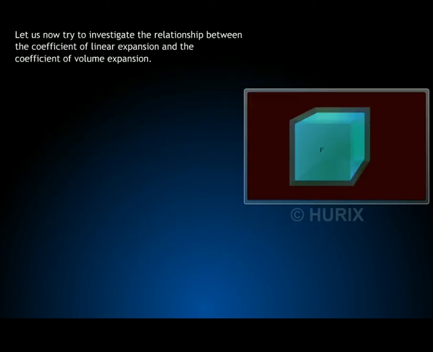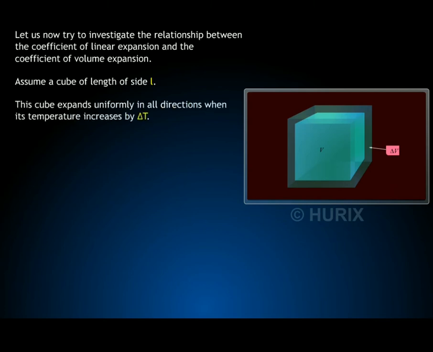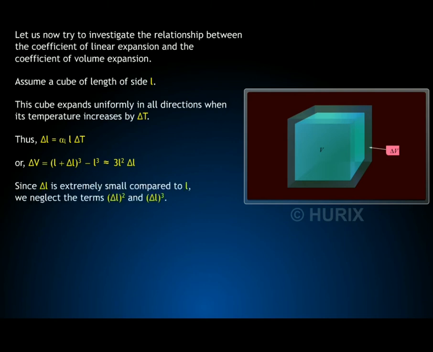Let us now try to investigate the relationship between the coefficient of linear expansion and the coefficient of volume expansion. Assume a cube of length of side L. This cube expands uniformly in all directions when its temperature increases by delta T. Thus, delta L equals alpha L L delta T, or delta V equals L plus delta L whole cubed minus L cubed, which is approximately equal to 3L square delta L. Since delta L is extremely small compared to L, we neglect the terms delta L square and delta L cubed.